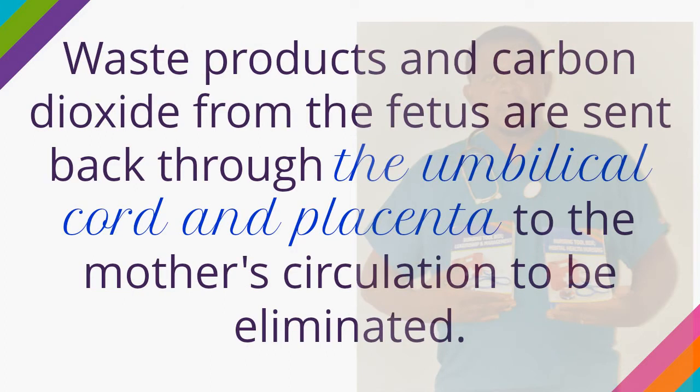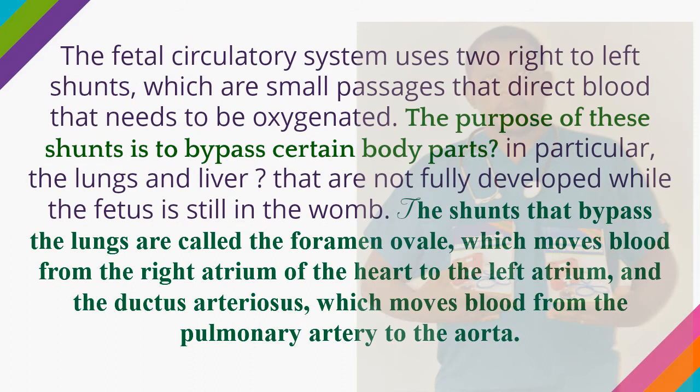Waste products and carbon dioxide from the fetus are sent back through the umbilical cord and placenta to the mother's circulation to be eliminated. The fetal circulatory system uses two right to left shunts, which are small passages that direct blood that needs to be oxygenated. The purpose of these shunts is to bypass certain body parts, in particular, the lungs and liver that are not fully developed while the fetus is still in the womb.